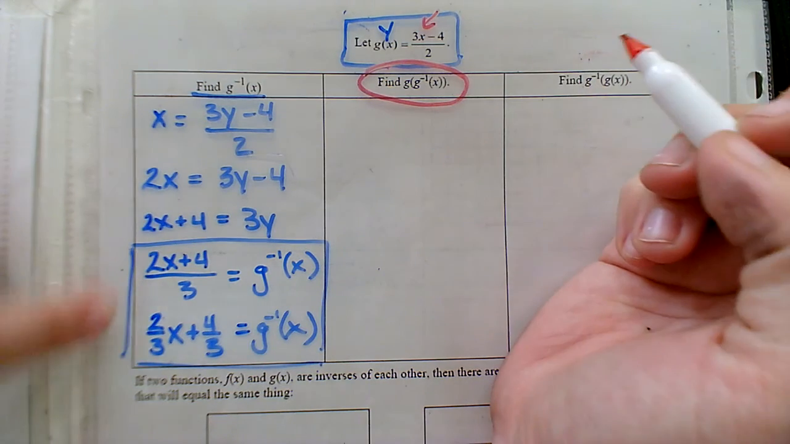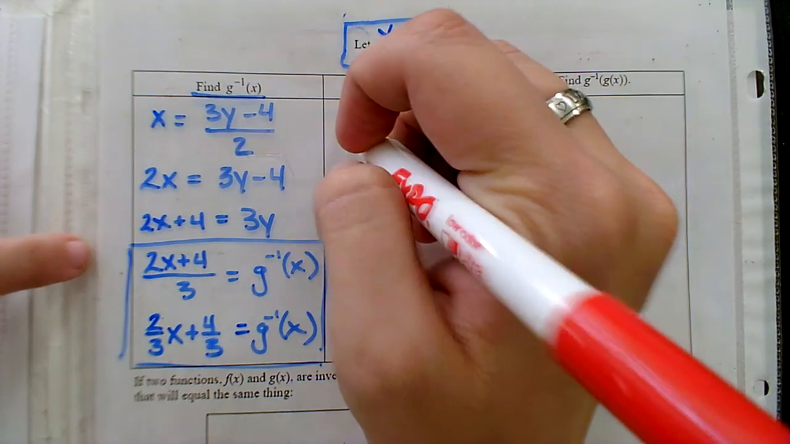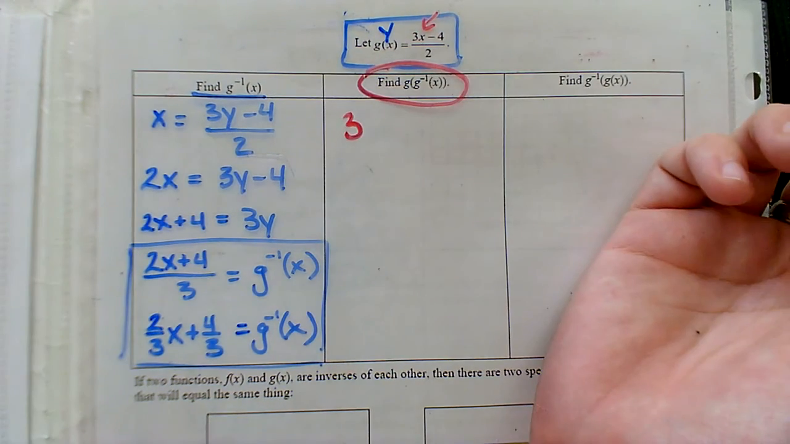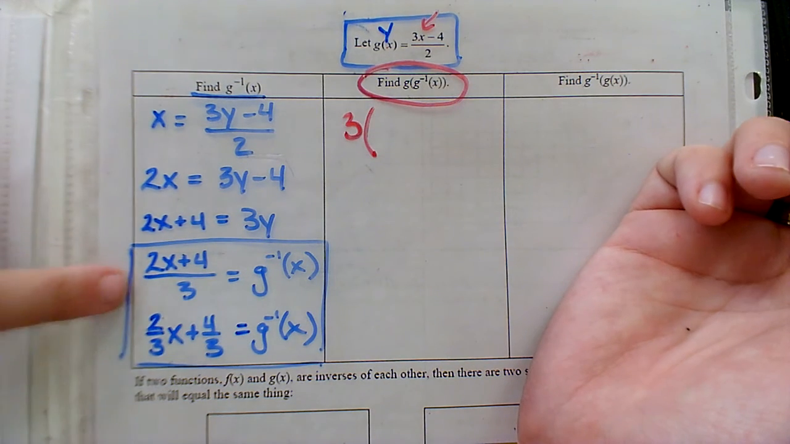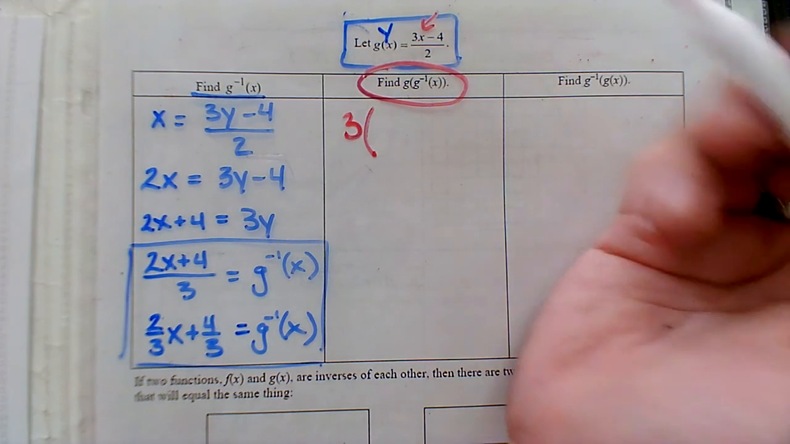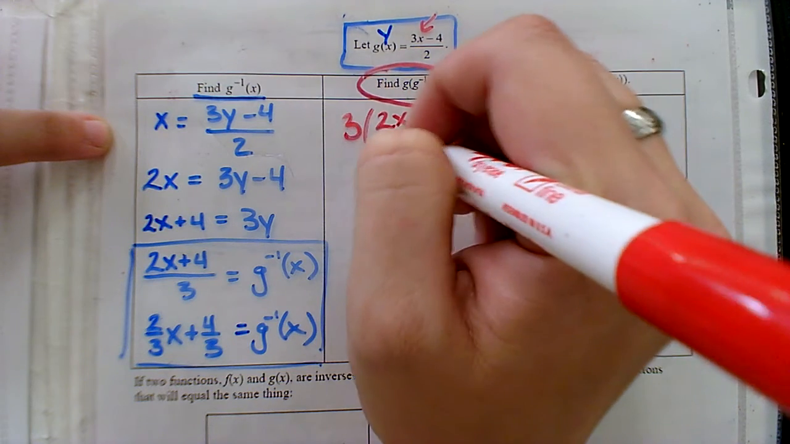So let's check this out. We're going to take one of these, either one, and plug it in for that x. So we need, first of all, the 3 out front, that coefficient, and then in for the x, choose whichever inverse you want to use. I'm going to use the first one, but again, it doesn't matter.